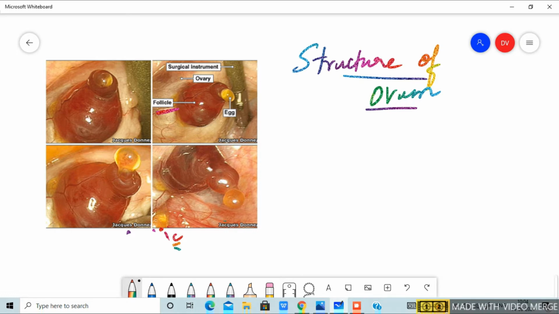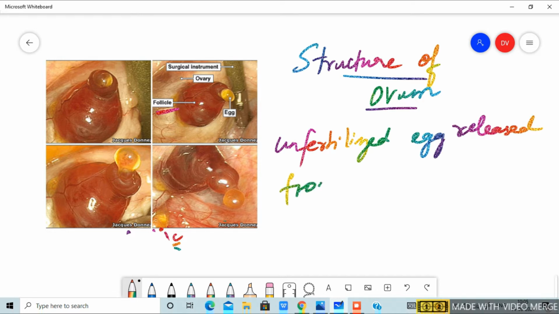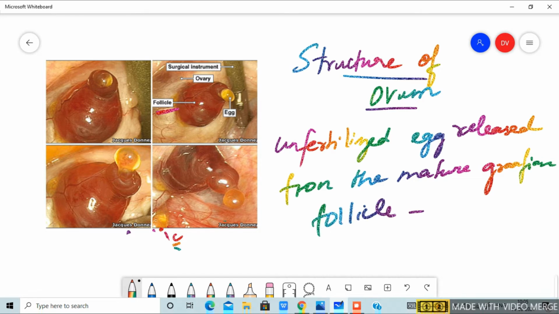Alright guys, I have taught you in oogenesis that when the egg gets released, the unfertilized egg is released from the mature graafian follicle. What do you call that? The secondary oocyte. Correct? It's the secondary oocyte. It's not the ovum, I have told you.